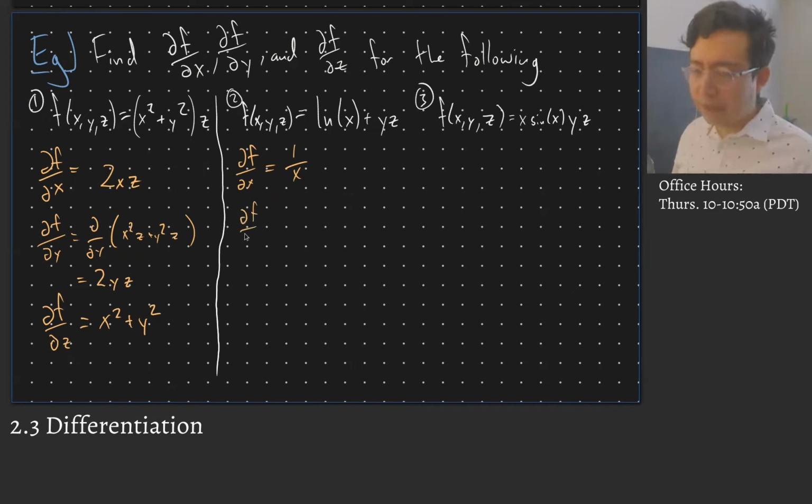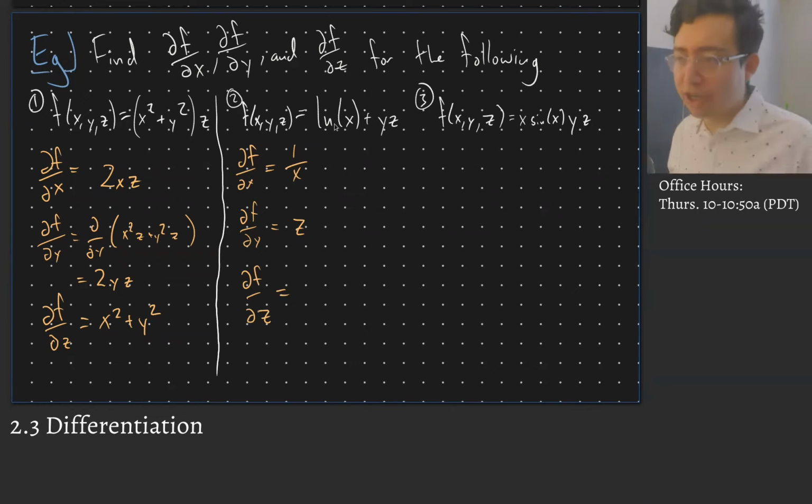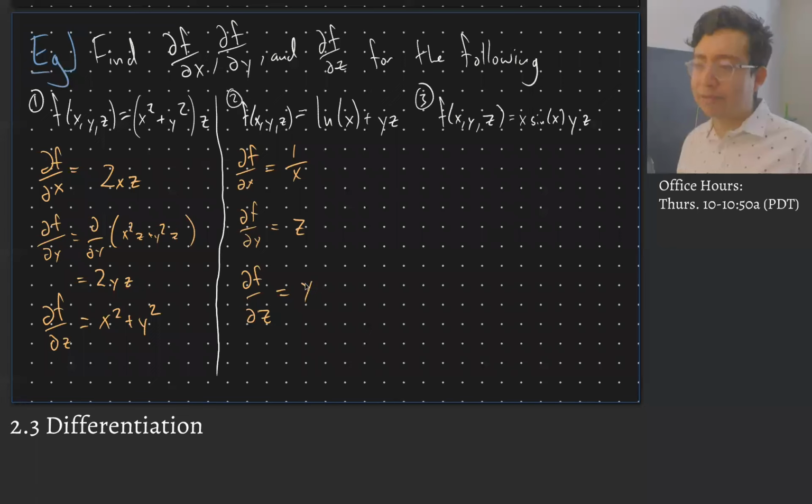So df dy. Well, now the natural log goes away because this doesn't depend on y at all. And you can think of z as a coefficient on y, and so you just get z. And then df dz is the reverse, or that should be a z. Again, the ln of x goes away because it's unchanged. It doesn't change with respect to z, and so its rate of change is 0. Now over here, we could treat y like a coefficient, and we get y right there.